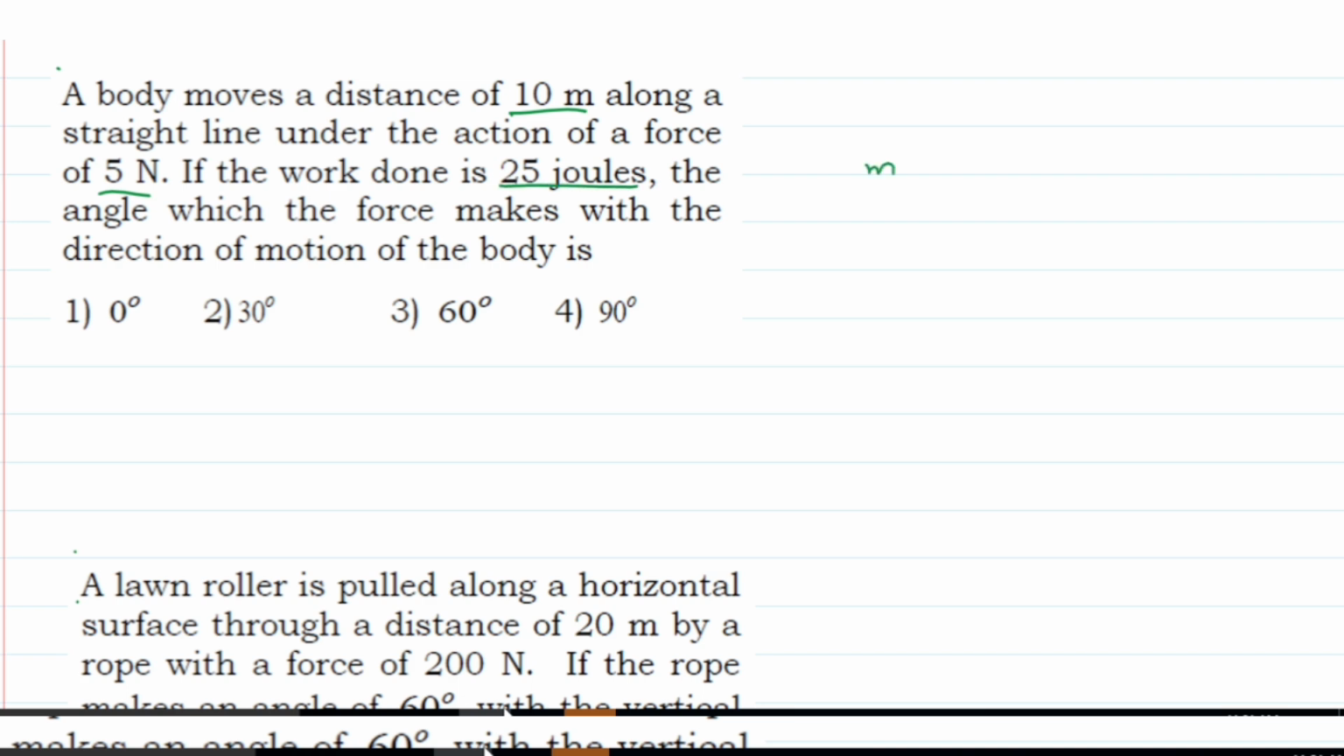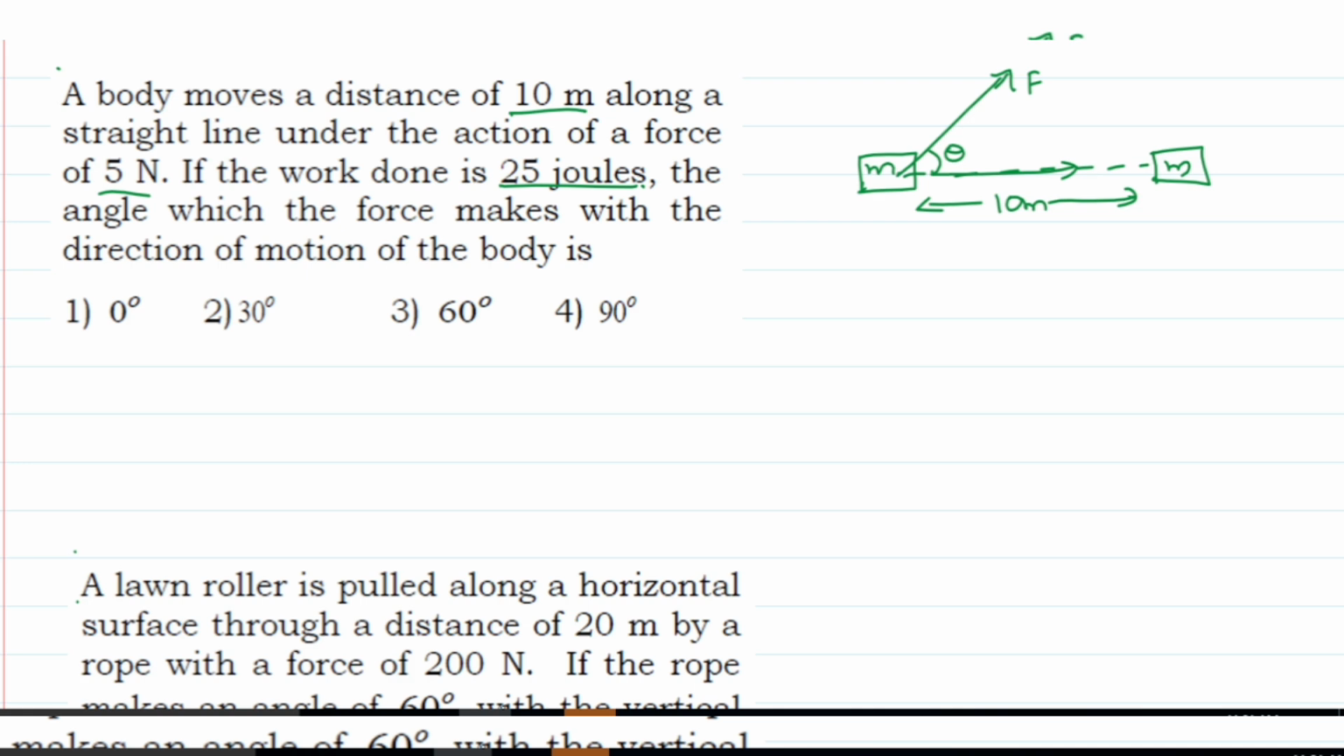Here you are taking a body. So here you are applying some force. This is an external force you are applying, so that the body moves a distance. Here 10 meters is given, and for that you are doing 25 joules of work. What is the angle with which the force makes with the direction of motion? This is the direction of motion of the body. So with which angle the force makes with the direction of motion of the body, they are asking.